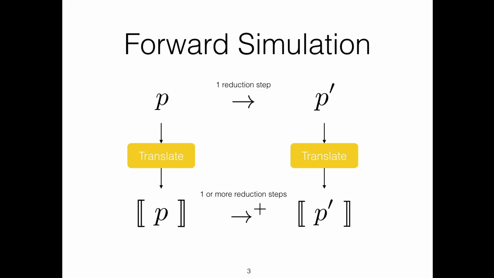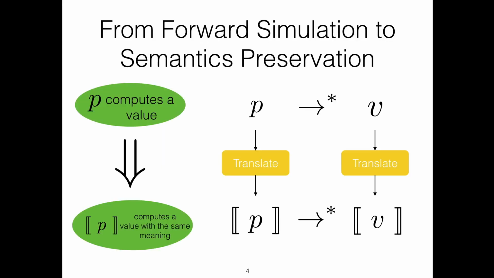Forward simulation is one of the most simple and widely used proof techniques for showing that transformations preserve semantics. This classic forward simulation diagram prescribes that whenever the source program reduces to a program P prime, then the translated program reduces with one or more steps to the translation of P prime. From this diagram, we can derive that if P computes a value V with 0, 1 or more steps, then the translation of P computes a value that is the translation of value V, which has the same meaning as V, provided that the value translation preserves the meaning of values.